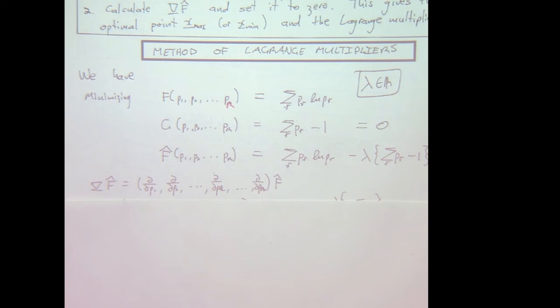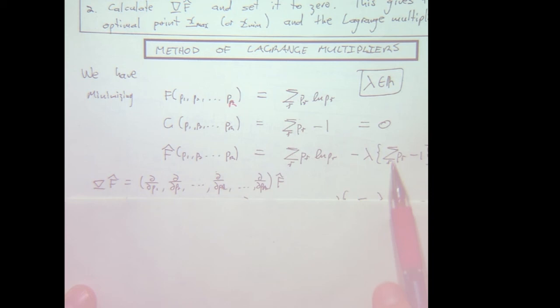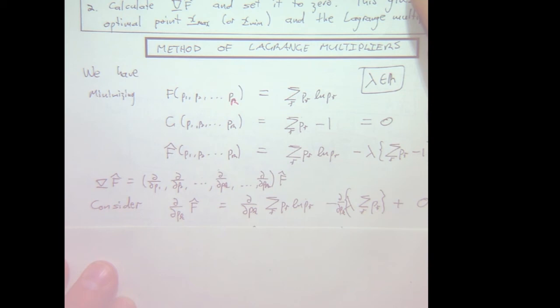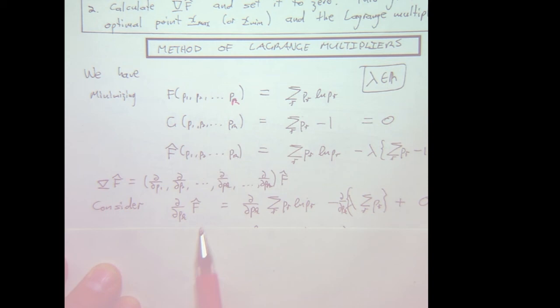Yes, so each separate term of that sum, and each separate term of that sum, only contains a single variable, if you like. Okay? So this gradient is extremely easy to calculate. So if you consider d by dpk of f hat, just pick out one of them, then that's just d by dpk of the sum over r of that, minus d by dpk of that, plus zero, because d by dpk of that last one is zero.